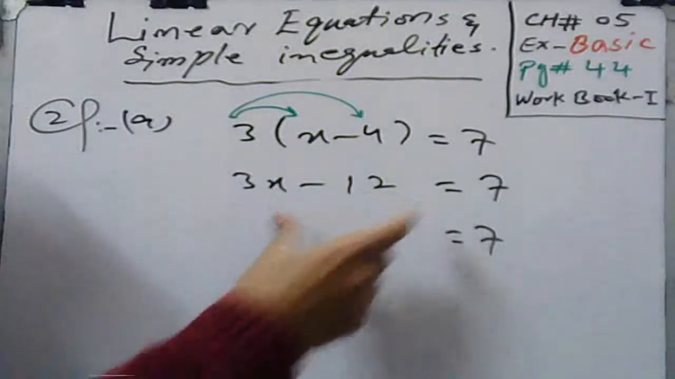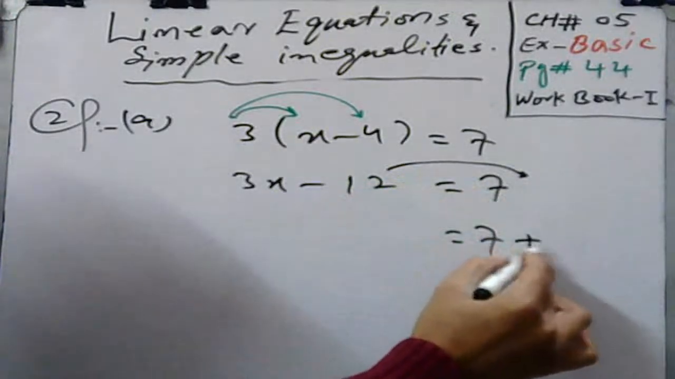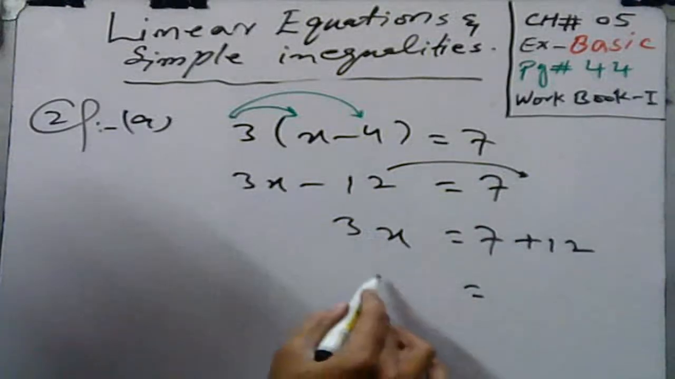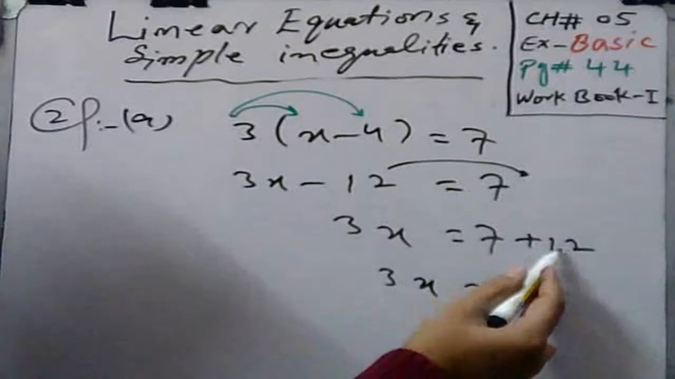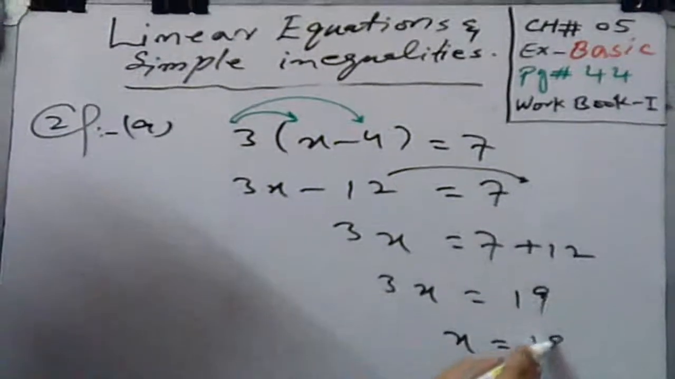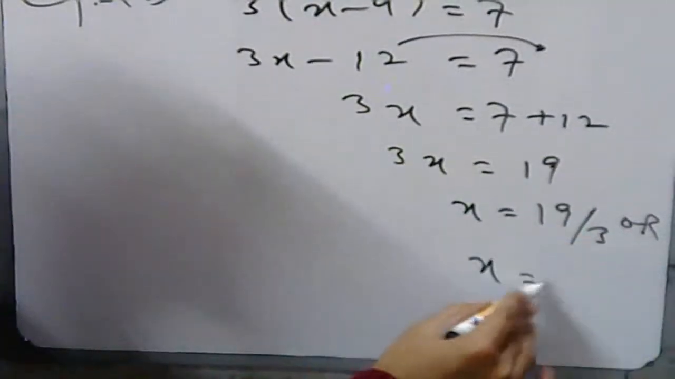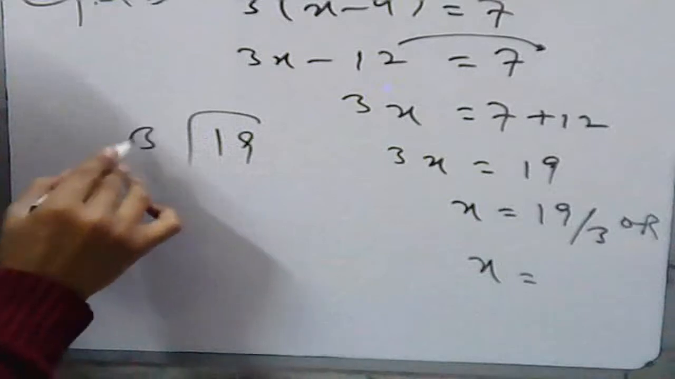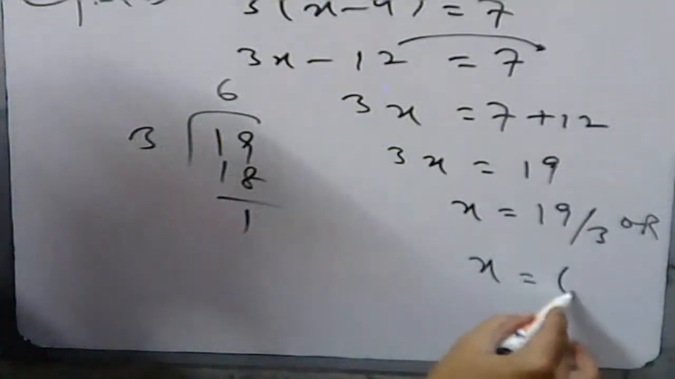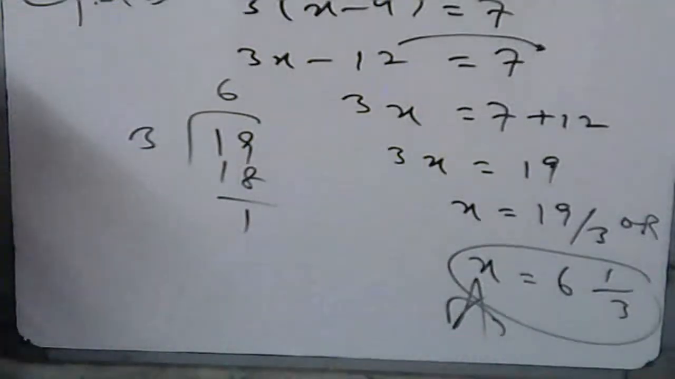Again, just like question number 1 we have discussed here, the constant term should be shifted to one side, so that is your plus 12. That is 3x equals 12 and 7, 19. So the value of x is 19 by 3, or in whole number you can write it as 19 divided by 3. 6 3s are 18, remainder 1. So the whole number 6 whole 1 by 3 is your required result.